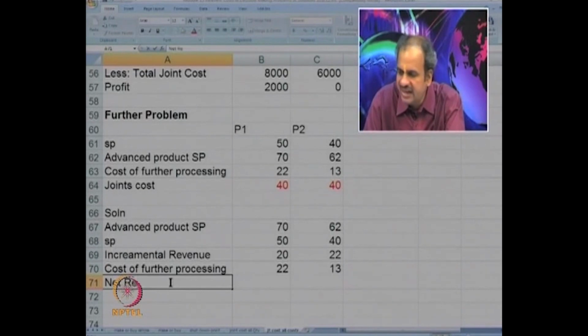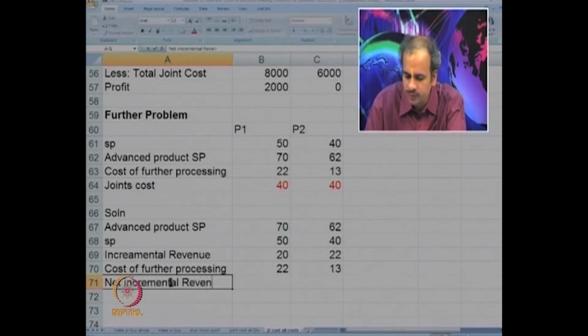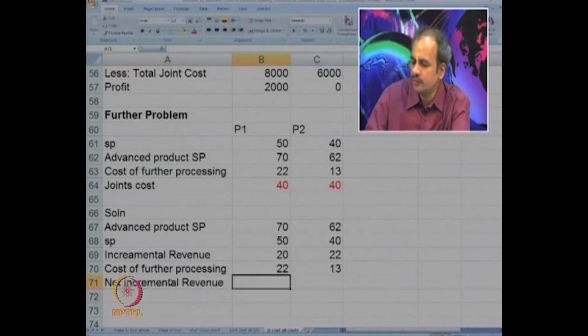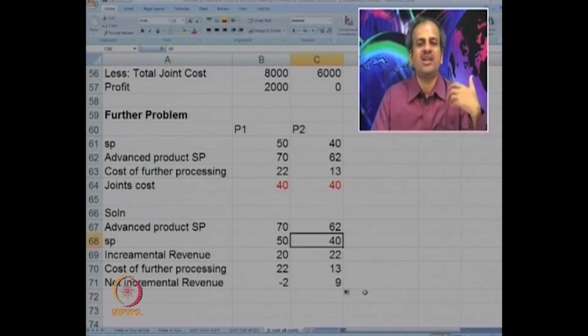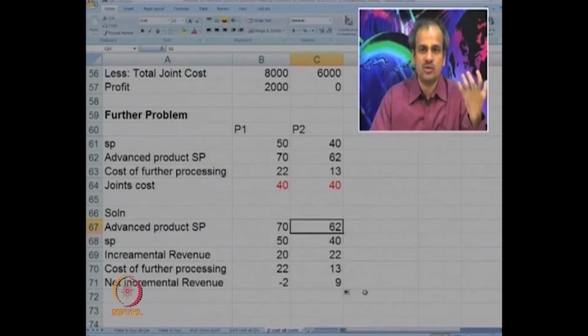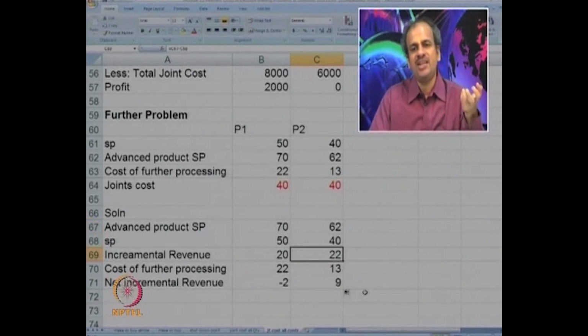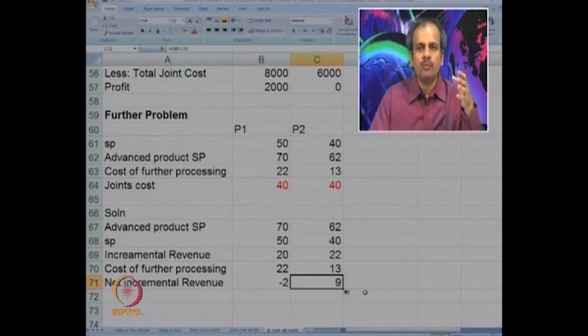So, how much is the net incremental revenue? It is minus 2 for P1 and it is 9 rupees for P2. Otherwise our P2 was being sold at 40 rupees. After further processing we are able to get 62 rupees. So 22 rupees of value addition for an extra cost of 13. So it is very good to further process P2, we will get 9 rupees more.